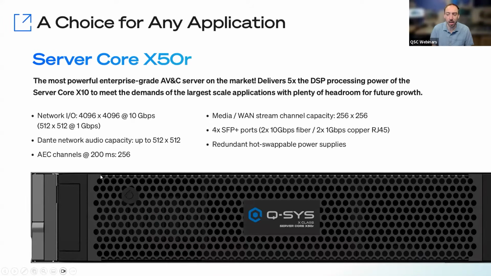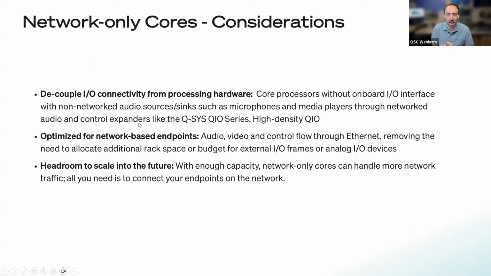Really gives you the ability to decouple that IO from your physical hardware. Also lets you optimize for network-based endpoints. Like I mentioned, you could have LAN A just be your AV subnet, with LAN B going to a UC network, and then LAN C or aux LAN A or aux LAN B could be used as reflect endpoints.